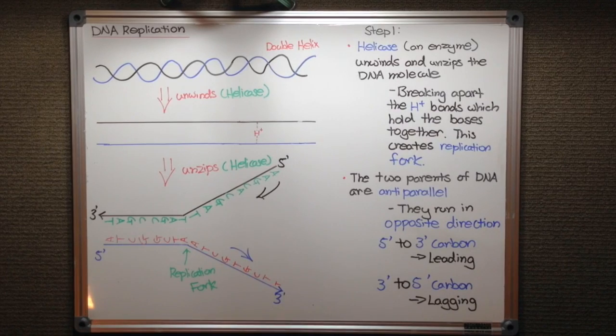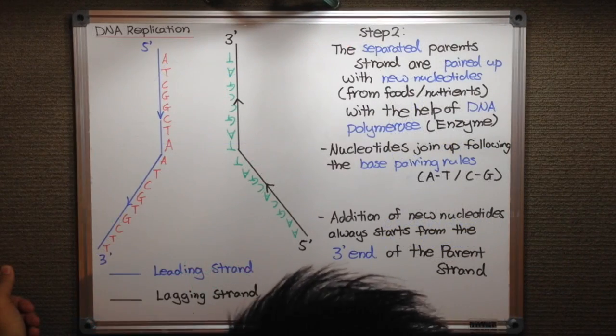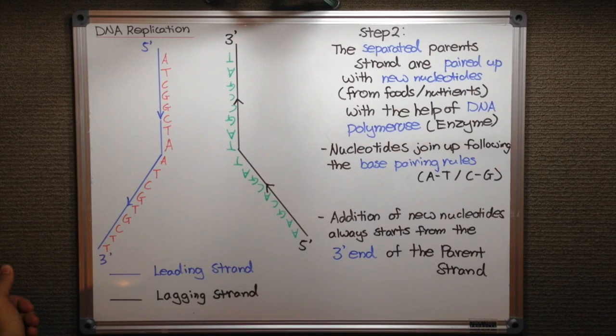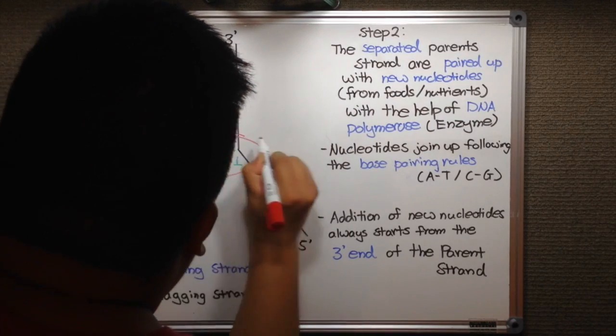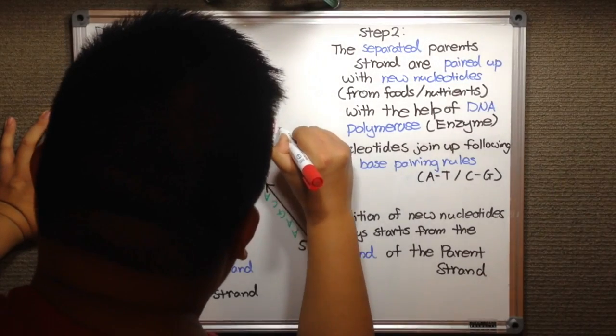So this is the first step of DNA replication. Okay, guys, now we are going to step 2. The parent strands have been separated with the help of helicase. Sometimes we can draw the helicase like this to show that it actually separates the DNA. So I'm going to draw a big circle here, and we're just going to label this helicase.